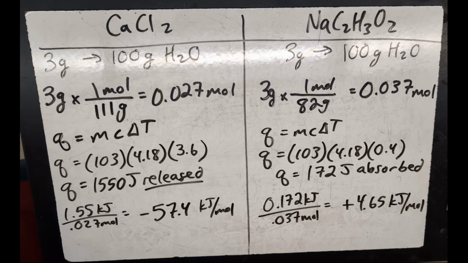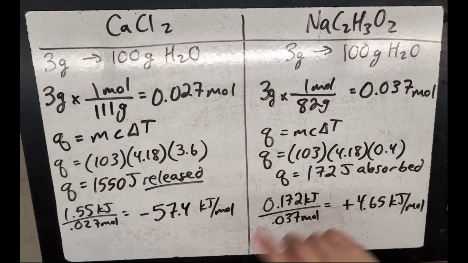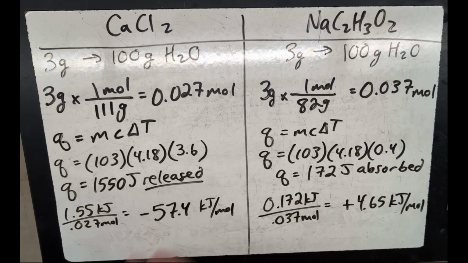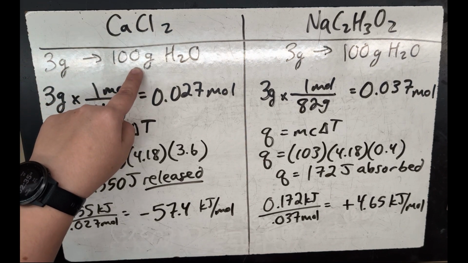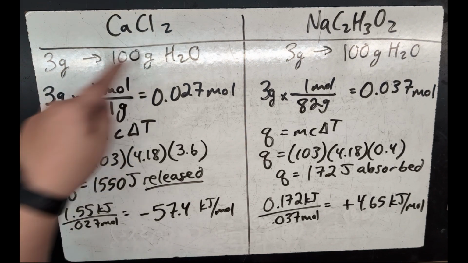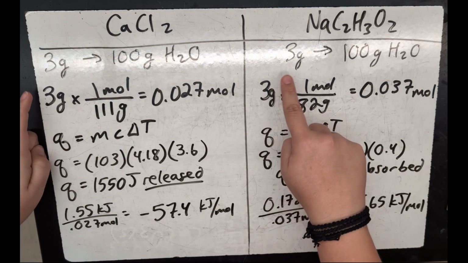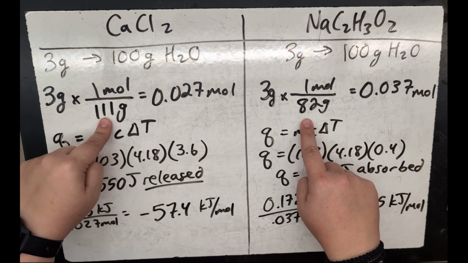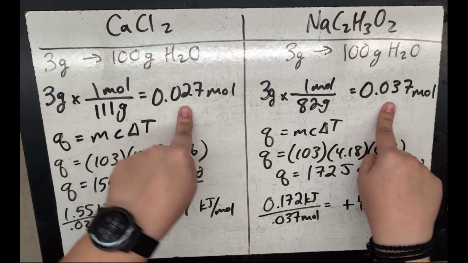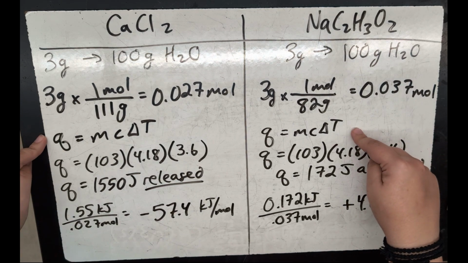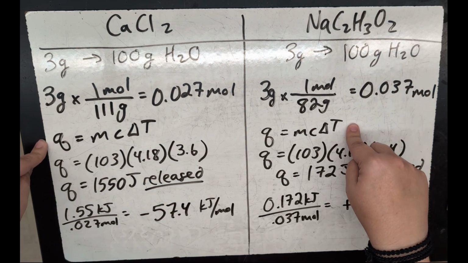All right, so let's look at the results of this experiment. I just did calcium chloride and sodium acetate. I wound up using 3 grams of the substance in 100 grams or 100 milliliters of water. So to find our overall results in terms of heat of solution, we want to change grams to moles. So I used the molar mass for both of those, got the moles of the substance dissolving. And then we're going to use our Q equals MC delta T for calorimetry experiments.